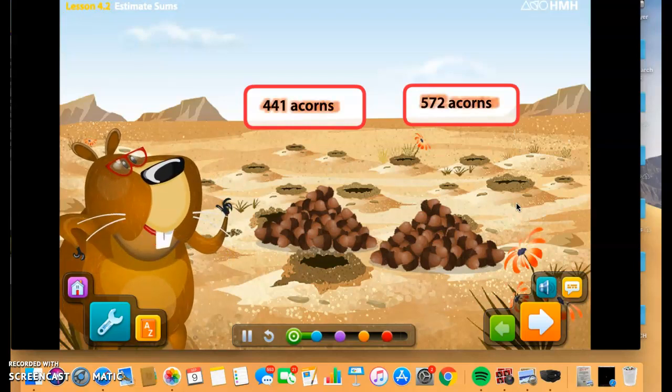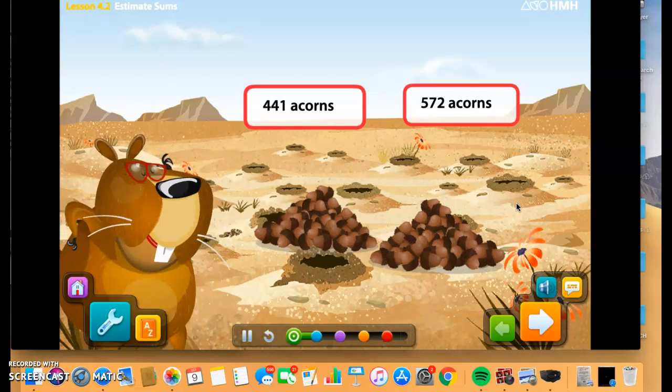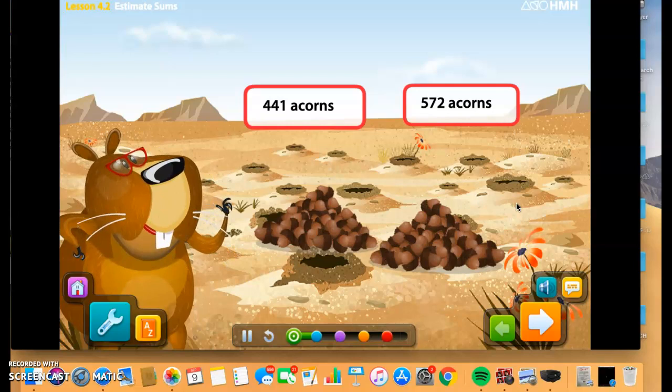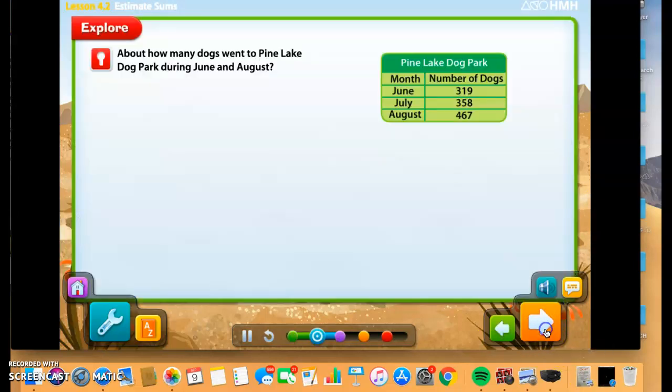I wonder about how many acorns there are altogether. Is there a quick way to find out, since I don't need the exact sum? You know, you can use rounding and compatible numbers to estimate a sum to the nearest 10 or 100. Okay, so we're not trying to find out the exact number here. We're trying to find out about how many there are. And so we're going to use a trick called estimating with compatible numbers.